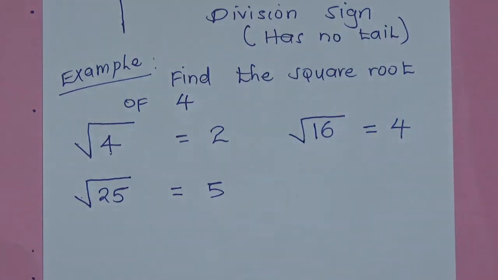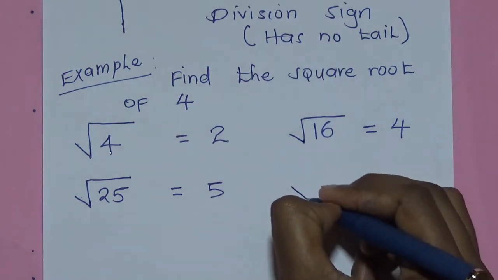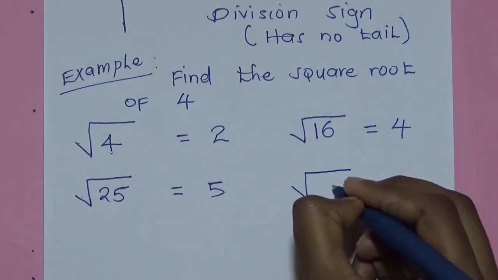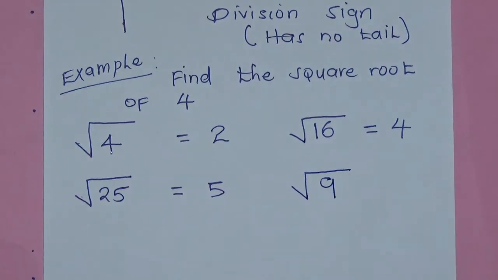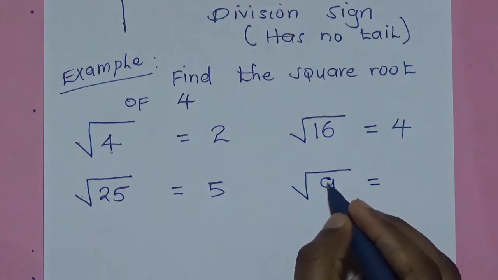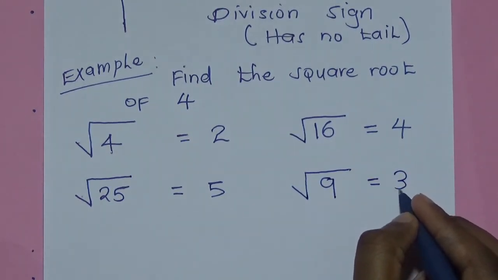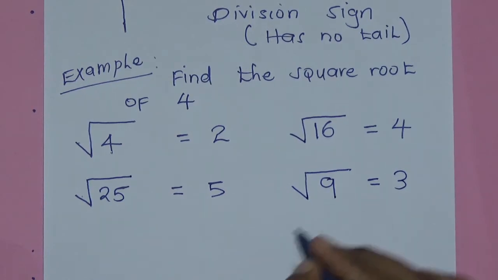The final example, the square root of 9. So we write the sign and then we write 9 inside the symbol, and we know that the square root of 9 is 3, because 3 multiplied by itself will give you 9.